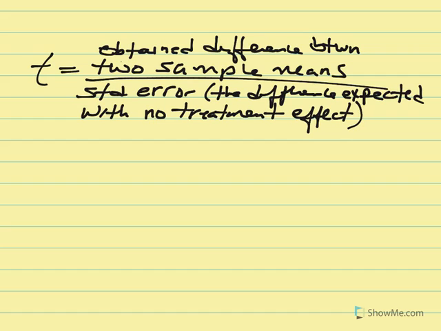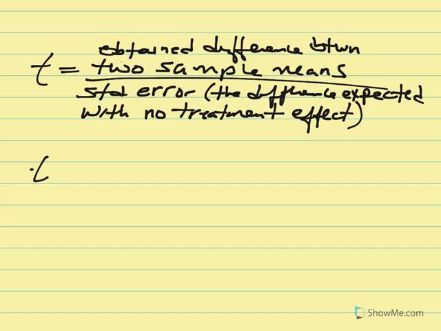For the t-statistic, we first computed the standard error, which measures how much difference is expected between two sample means if there is no treatment effect, that is, if the null is true. Then we computed the t-statistic with the following structure. So t is equal to the obtained difference between two sample means divided by the standard error, which represents the difference expected with no treatment effect.